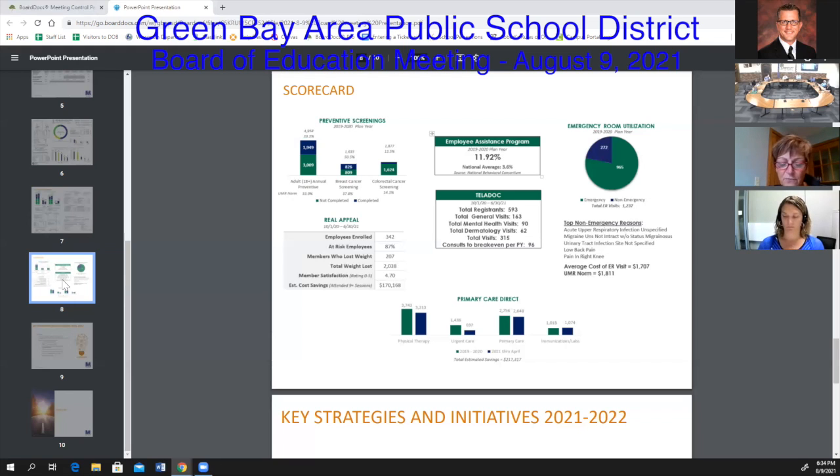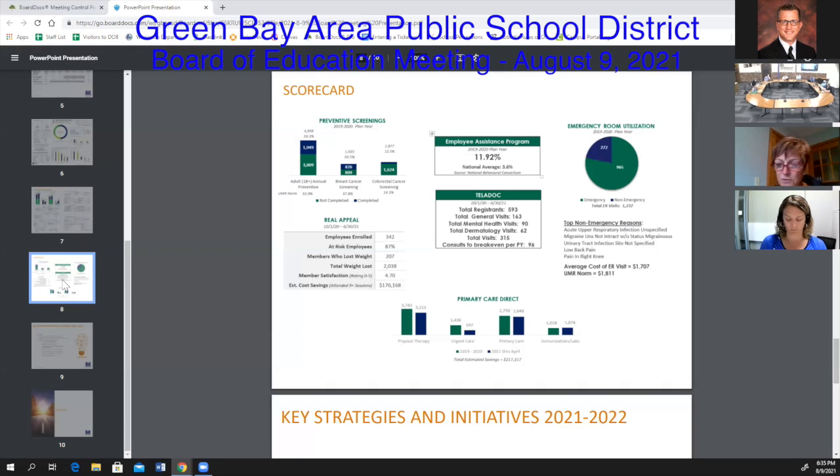87% of those 342 would have had factors that are considered at risk for abnormal weight. The members who lost weight on that plan were 207, for a total of 2,038 pounds. The satisfaction scores by the member surveys were 4.7 out of 5. And the estimated cost savings on this program of $170,000 is taking into consideration those folks that lost weight.